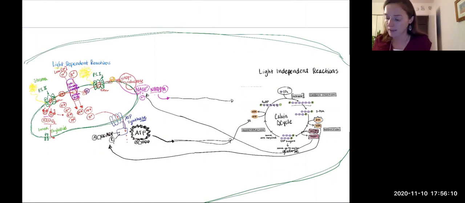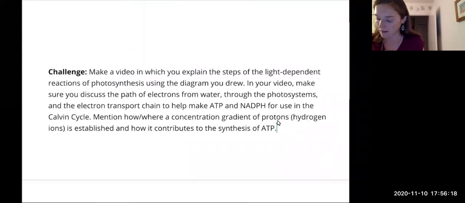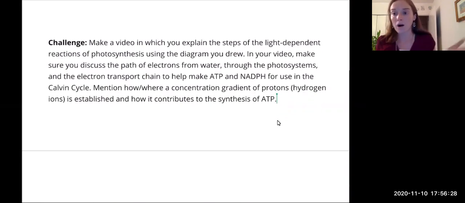Again, you only need to diagram the light dependent reactions. And what I want you to do, once you've practiced it a couple times and are comfortable with it, is record yourself with your diagram walking through it step by step. So start with the sunlight, start with the water, and walk all the way through until you get to the outputs of the light dependent reactions, which are ATP and NADPH, and oxygen is waste gas, okay?